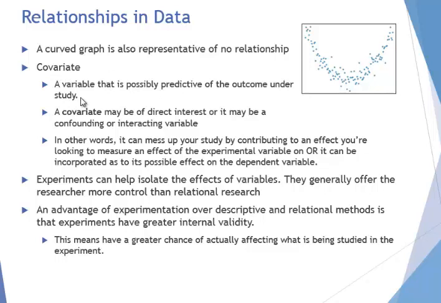A covariate is a variable that's possibly predictive of the outcome of the study, which can confound whatever it is you're looking for. It can cause whatever it is that you're testing. For example, if you're testing the effect of sunlight on people's moods, and so you say, well, if a person in July is in a better mood than in January, that shows that the more sunlight is causing the better mood.